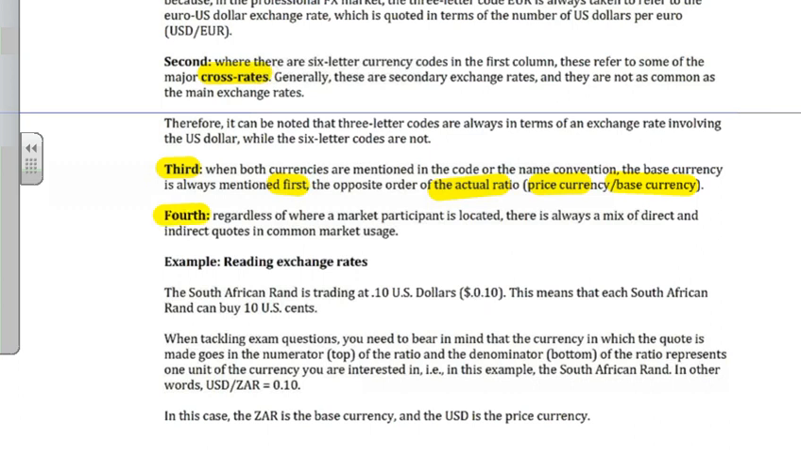Regardless of where a market participant is located, there's always a mix of direct and indirect quotes. Which way are you quoting? Are you going price to base or base to price? That's where the complications often come in, because you've got to know exactly what you are dealing with. And often that'll change depending on how the quote is. Is the quote quoted directly or is it quoted indirectly? We'll have a look at that.